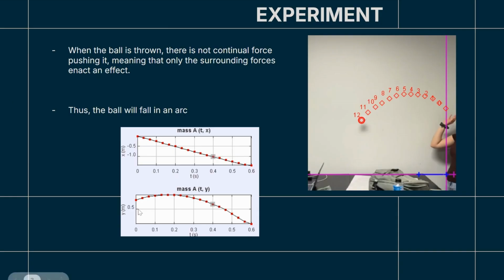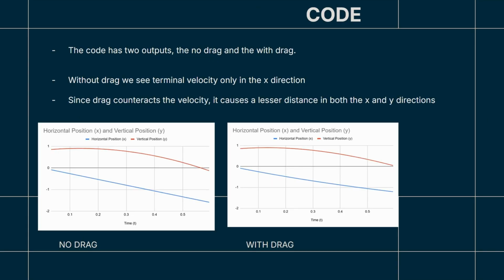This is some data that we collected from the graphs of the tracker, and this is the simulation that we ran on the tracker. Now, in terms of our code, we did two outputs, one with no drag on the left here, and one with drag on the right. Now, without the drag, we can see that there is a terminal velocity in the x direction only. However, even though it is not in a vacuum, the x direction is not being inhibited during the fall. However, since drag counteracts the velocity, we also notice that a lesser distance is seen in the with drag side in both the x and y directions.